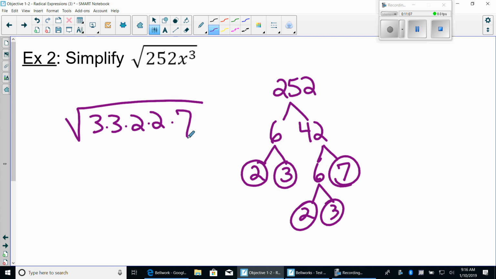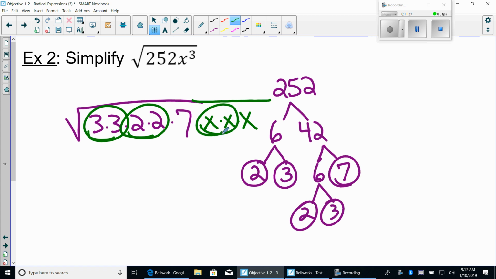Okay? Then we're going to play Go Fish. We're going to look for groups of 2. So I got a pair of 3s and a pair of 2s. What about this x cubed out here? What's the prime factorization of x cubed? How many x's is it? So x times x times x. Do I have a group of 2s? Do I have a match? Yep, I can circle those 2.